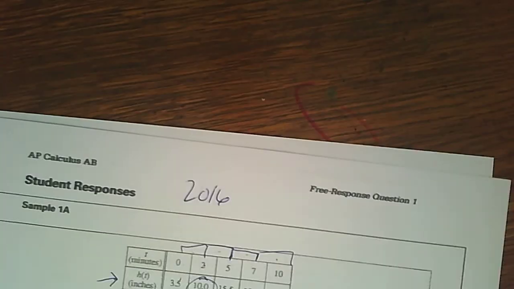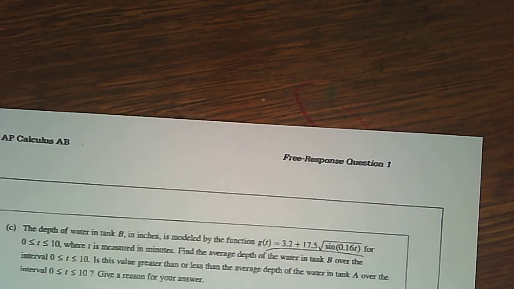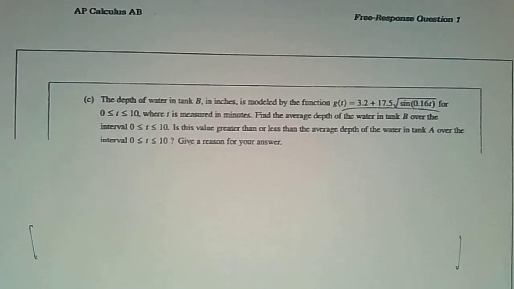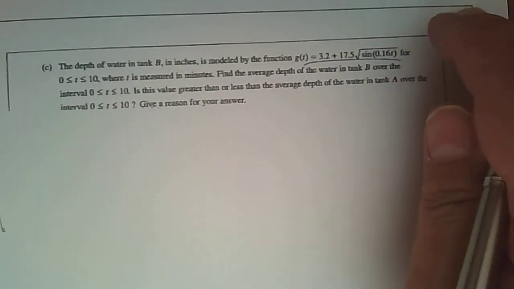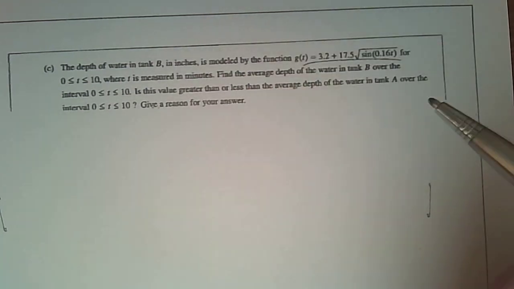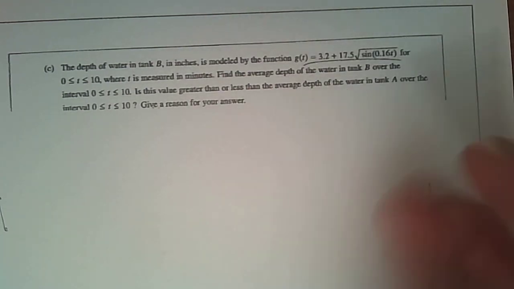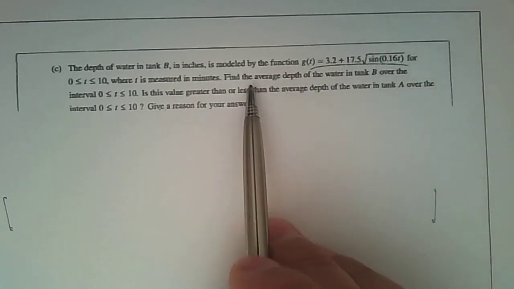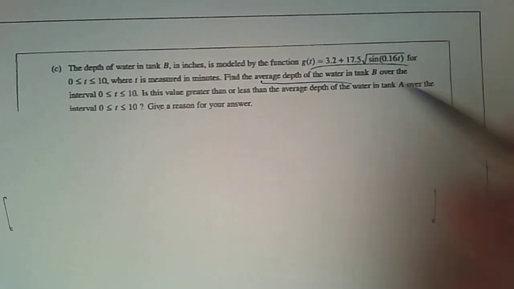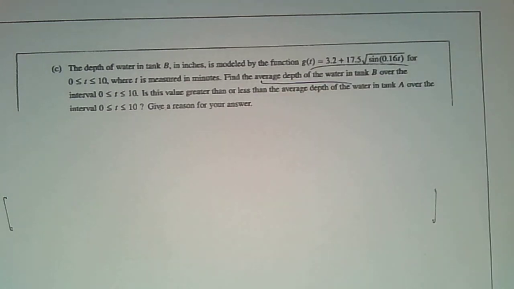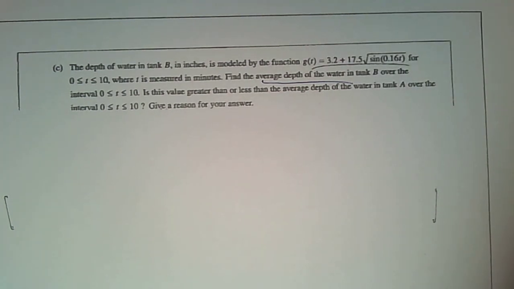All right, part C. The depth in water tank B in inches is modeled by this function from 0 to 10, where t is measured in minutes. Find the average depth value. That's another word for average value over the interval. So this is tank B. Before we were looking at tank A. So it's a totally different tank, different values completely.